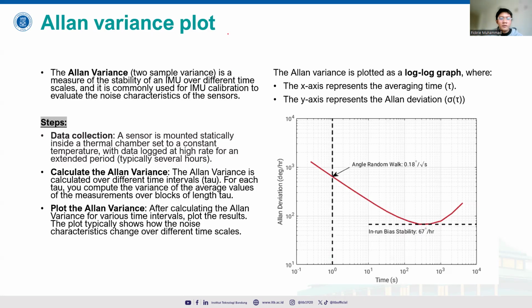It's basically the two-sample variance, and it's measuring the stability of the IMU over different time frames, developed by Allan. So it's called Allan variance. It has different time scales, as shown here, from the initial positions to 1 second, 100 seconds, 1,000 seconds, 10,000 seconds, etc.